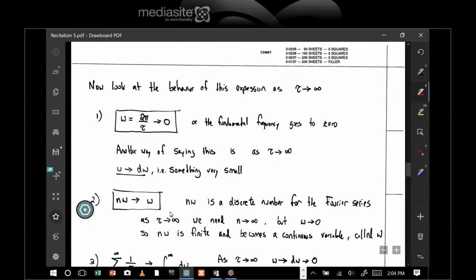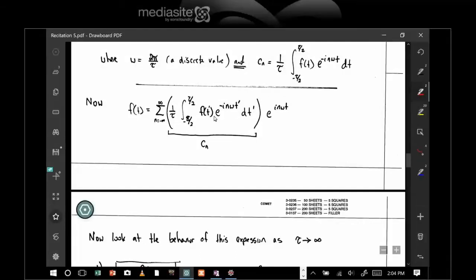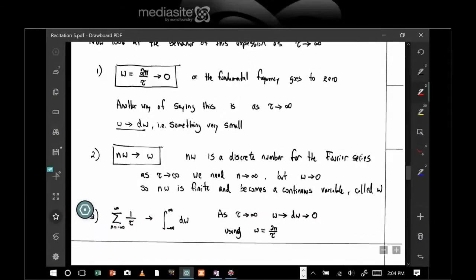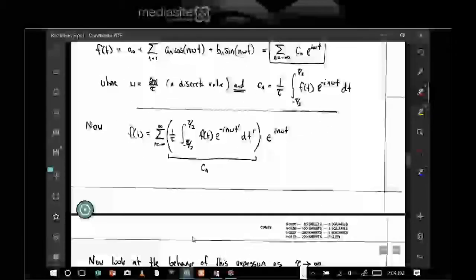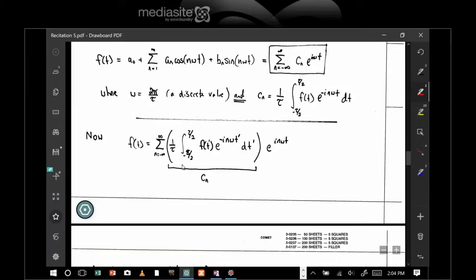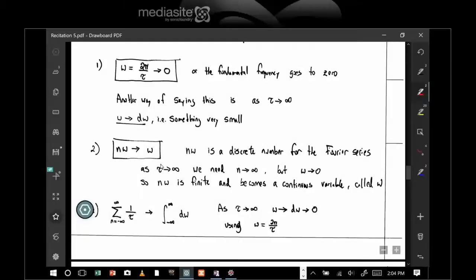Then the final thing, and going back to remember, this is my expression here. Notice I have a sum of 1 over tau. In the limit that tau goes to infinity, this discrete sum becomes a continuous sum. And since omega is 1 over tau, this thing here is going to go to omega. So again, what I'm doing is looking at this expression in the limit that tau goes to infinity, with these three factors going on at the same time.